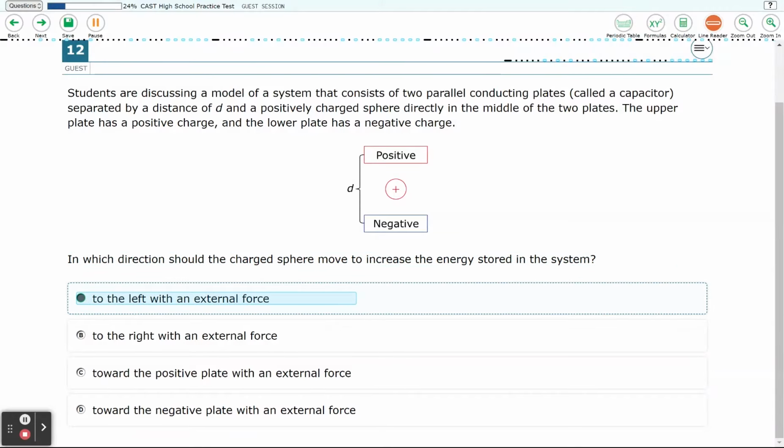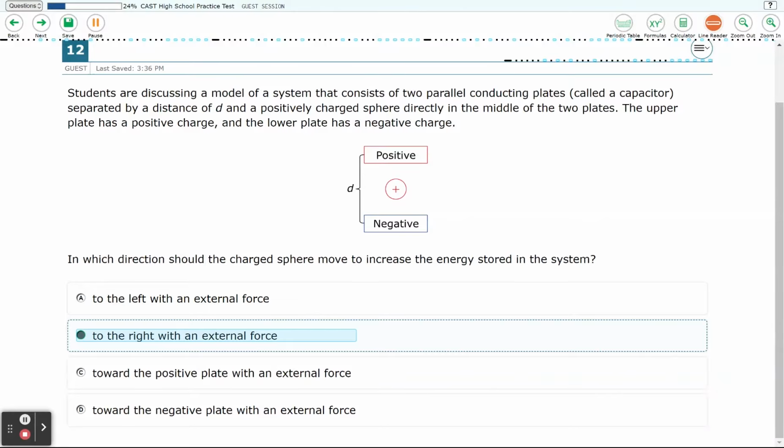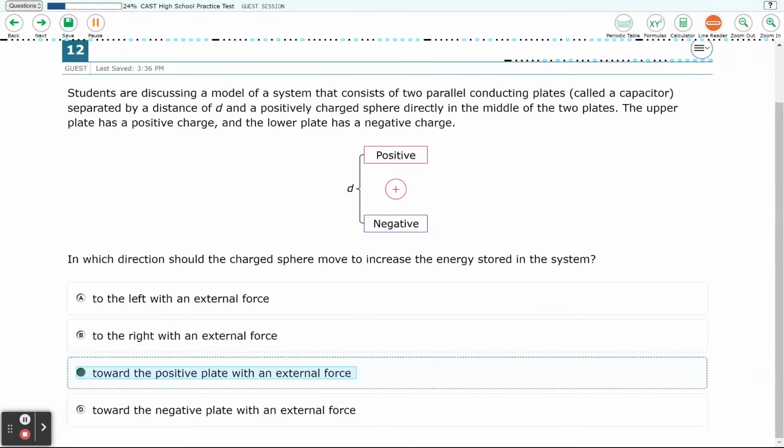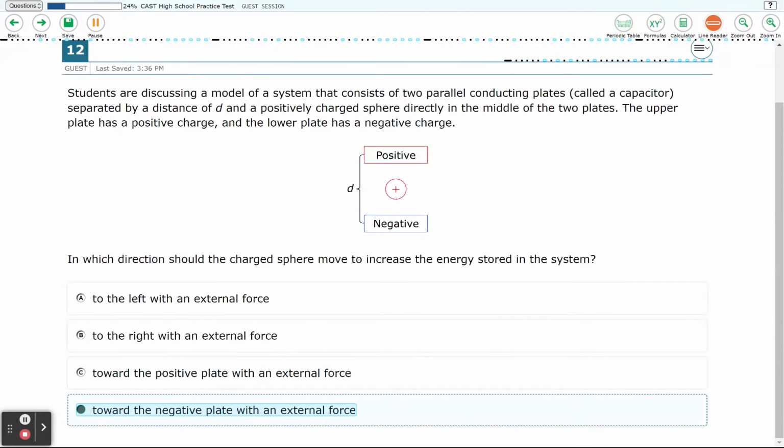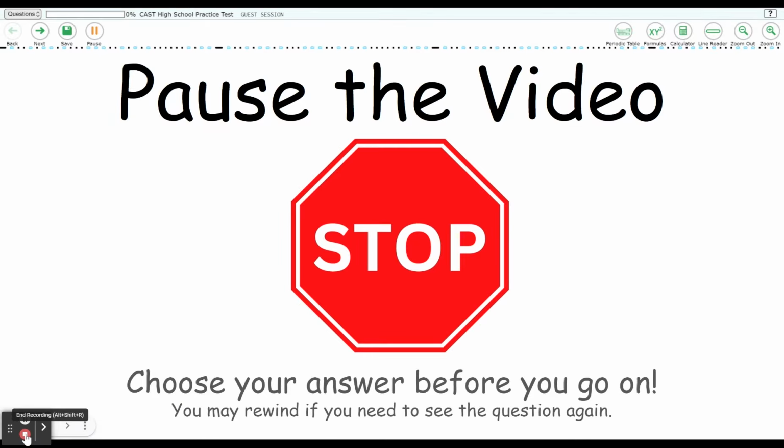To the left with an external force is A. B, to the right with an external force. C, toward the positive plate with an external force. D, toward the negative plate with an external force. Go ahead and answer the question now.